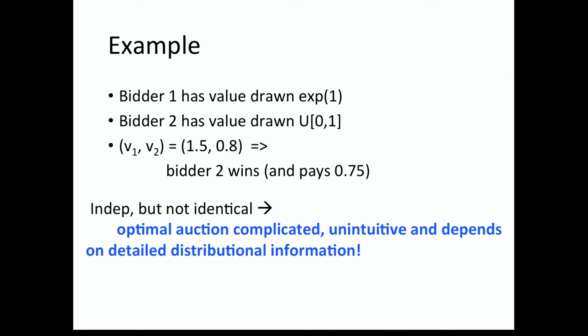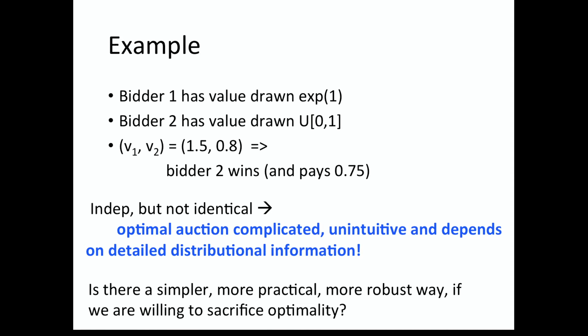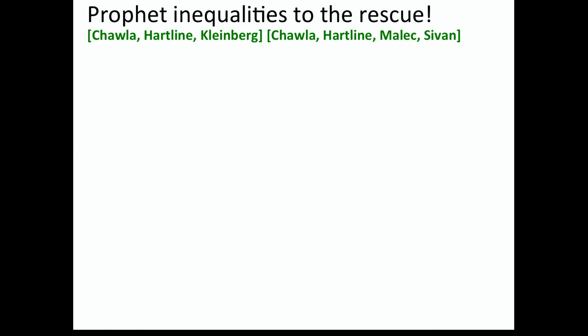And the point of this little example is that it's complicated, unintuitive, and it depends on detailed distributional information. Okay? So you can ask the question, is there a simpler, more practical, more robust way if we're willing to sacrifice optimality? So again, prophet inequalities to the rescue.